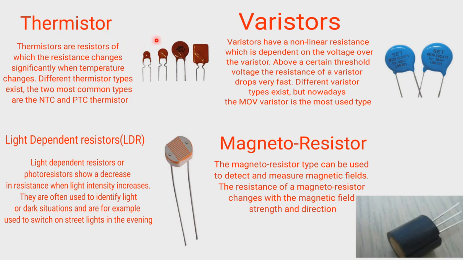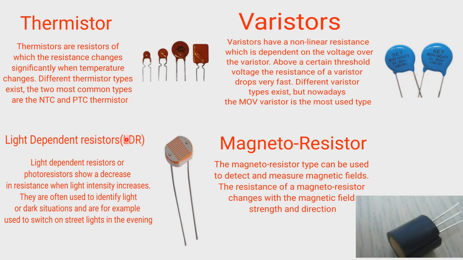Thermistors are resistors of which the resistance changes significantly when temperature changes. Different thermistor types exist. The two most common types are the NTC and PTC thermistor. And another type of resistor is the varistor. Varistors have a non-linear resistance which is dependent on the voltage over the varistor. Above a certain threshold voltage, the resistance of the varistor drops very fast. Different varistor types exist, but nowadays the MOV is the most used type.